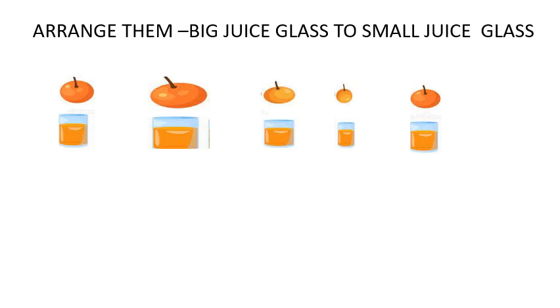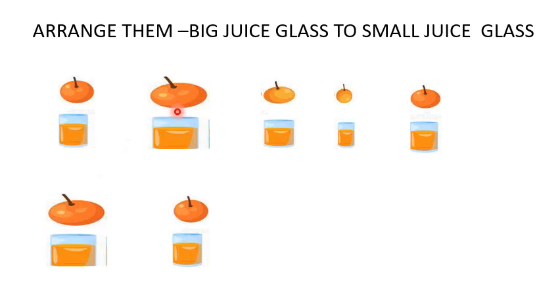Okay, what do I see here? One orange glass, a glass of orange juice. One more, one more, one more. Oh, I have got 5 pictures here. Arrange them. Big juice glass to small juice glass. Let us do that, children. Okay, let us see. Which will be the first one? Can you tell me? This will be the first one.